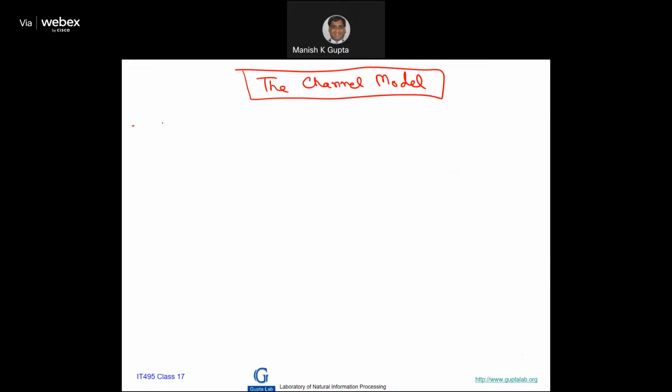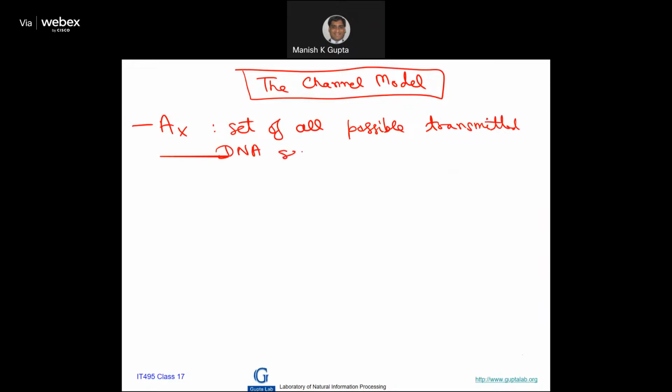Okay. First, AX is the set of all possible transmitted DNA sequences of length L nucleotides. So L is the total oligo length, right, which we are transmitting. Note that I nucleotides out of this are for indexing.